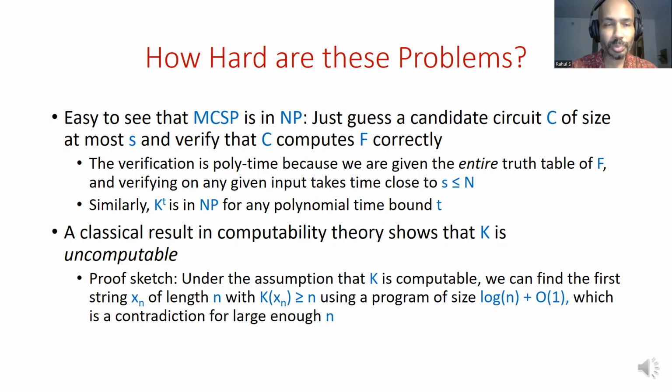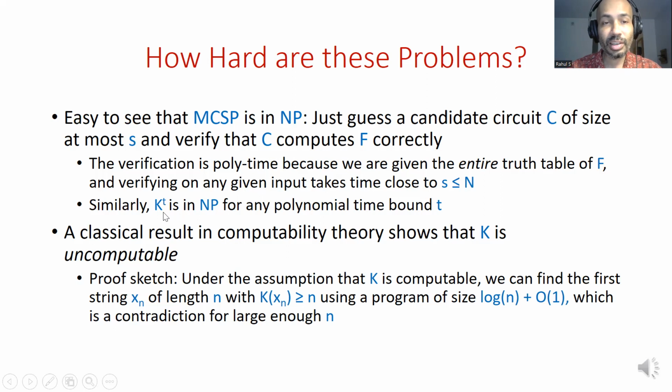So the question is, how hard are these problems in terms of their complexity? It's easy to see that the minimum circuit size problem is in NP because, given an entire truth table, if you want to know whether there's a circuit of a certain size for the function corresponding to the truth table, you can just guess the circuit C and verify that C computes f correctly. The way you do that is, for each x corresponding to an entry in the truth table, you compute C of x and check that C of x equals that entry. This is polynomial time because verifying any given input takes time close to s. The capital N inputs take time proportional to s times n.